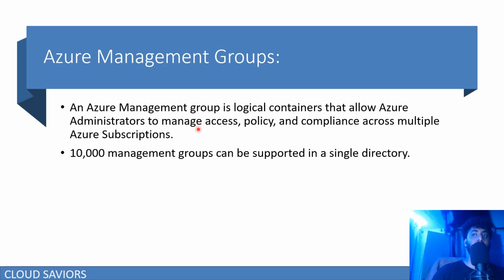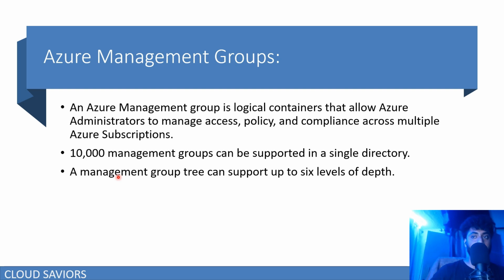Then, 10,000 management groups can be supported in a single directory. Let's say you have one directory or tenant, right? The same thing. You can create 10,000 management groups in one single tenant or directory. A management group tree can support up to 6 levels of depth. It means, as I already mentioned, one management group can be a part of another management group.